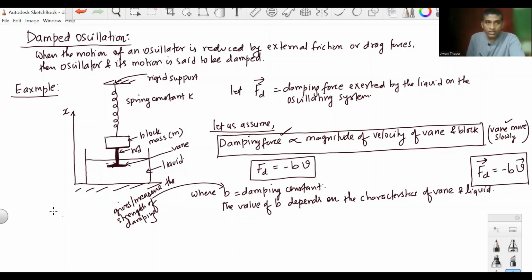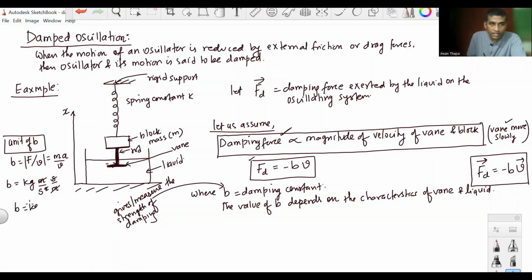Now let us find its unit. What is the unit for b? We can see from this expression, b equals force by velocity. Force is mass times acceleration and we have velocity. I'm taking this in magnitude. So b equals mass in kg, acceleration in meter per second square, divided by velocity in meter per second. So this cancels out, and the unit of b is kg per second. So this is to be noted.